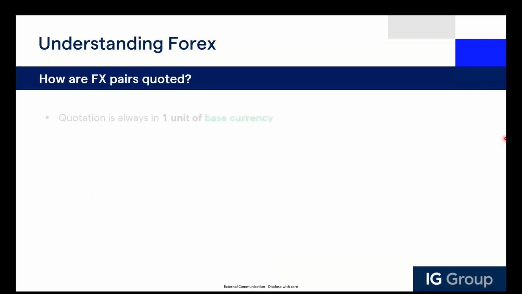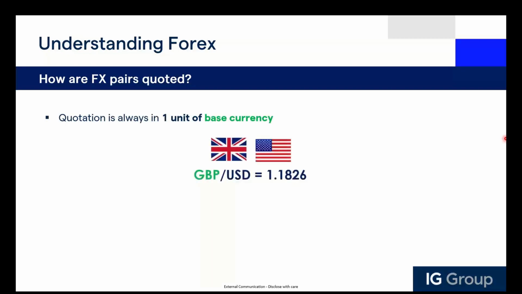Okay, so moving on to the next section on the quotation. One thing to note is that when you see a particular pair, there is always an exchange rate. You need to know that this exchange rate is always based on one unit of the base currency. In a forex pair there are two currencies, a base currency and a counter currency, as we shared earlier. So if you see this forex pair right now, the pound against the dollar, and the exchange rate is 1.1826.